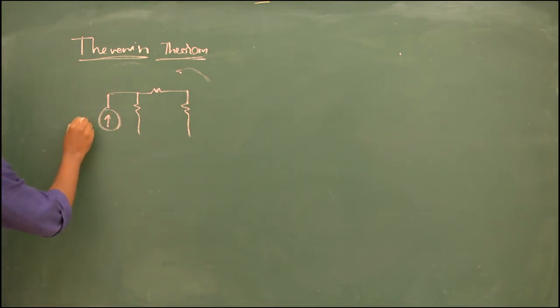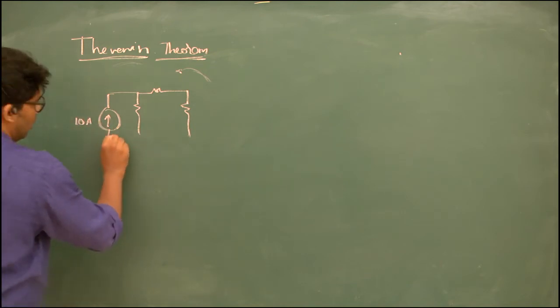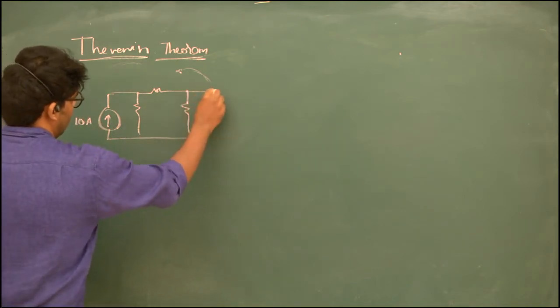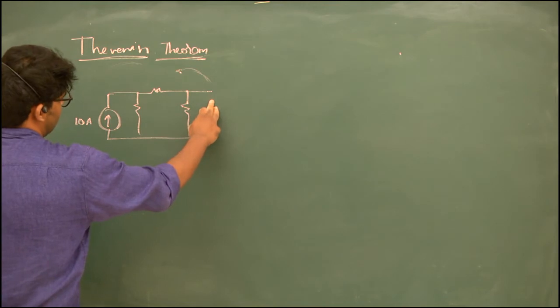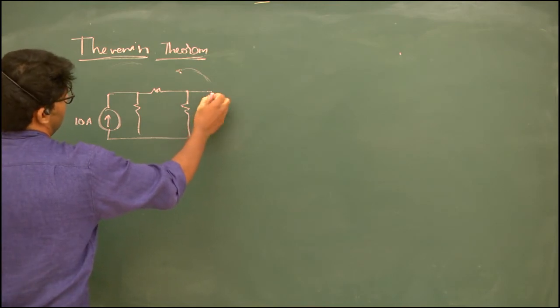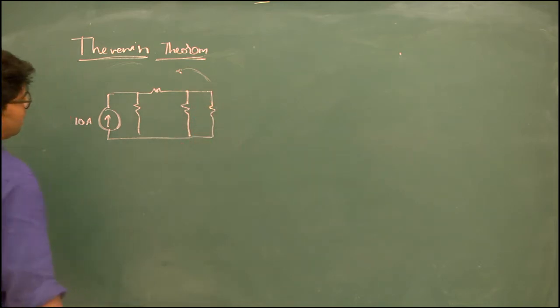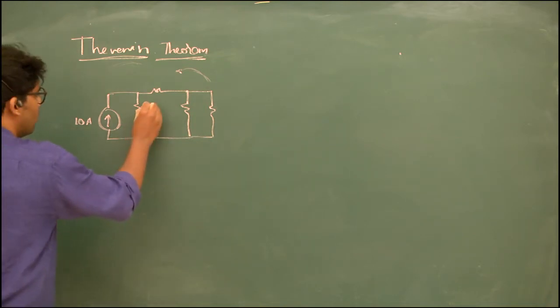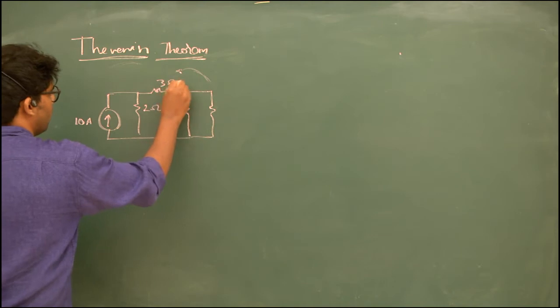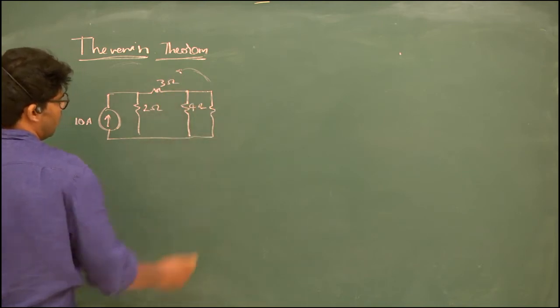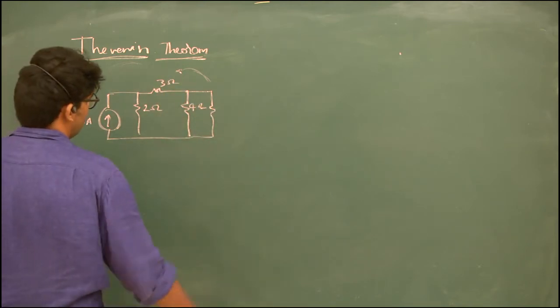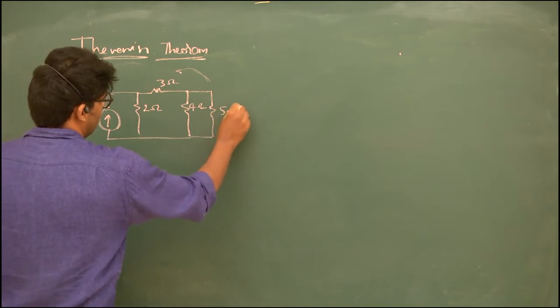The current source is 10 amps. Let us take the elements like this: this is 2 ohms, this is 3 ohms, I'm taking 4 ohms, and this is 5 ohms.